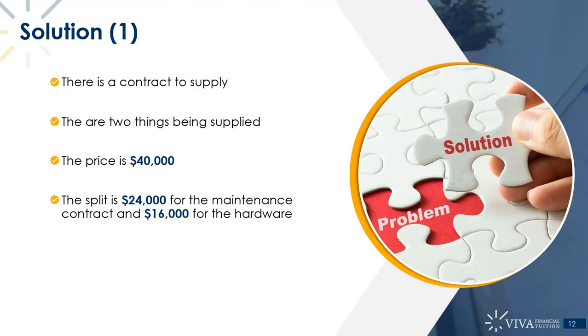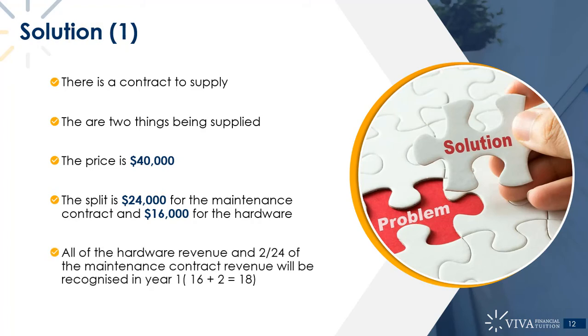Think about when the hardware is being sold, on the 1st of November 19. Think about when the maintenance contract is being sold, over 24 months, which is $1,000 a month, isn't it? So when we come down to allocating the amount and deciding how much revenue is going to get recognised, we're going to say all of the hardware revenue, which is $16,000, and 2/24 of the maintenance contract revenue, which is $2,000, isn't it? $24,000 for 2 years, $1,000 a month. So the amount that will be recognised in year 1 is $18,000.